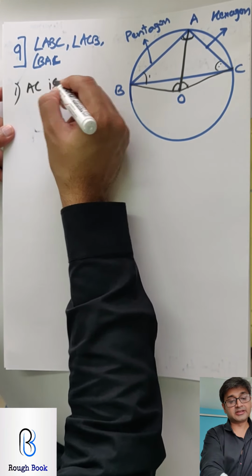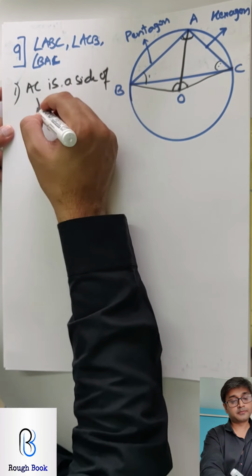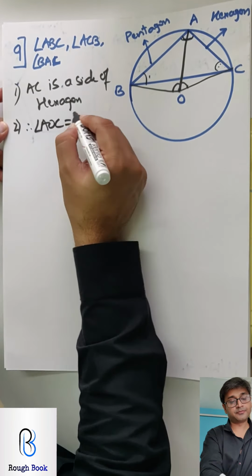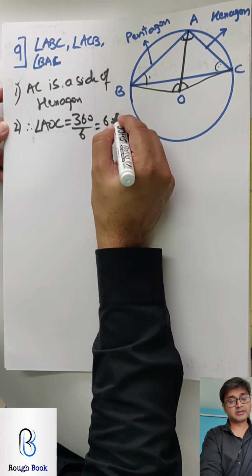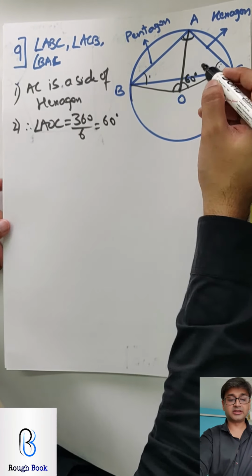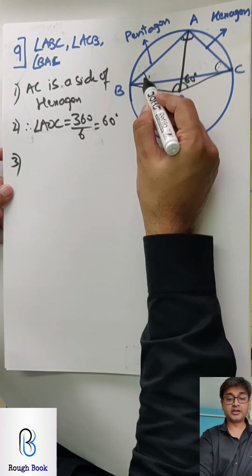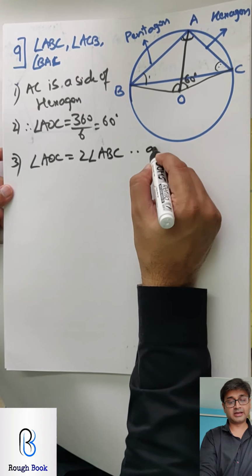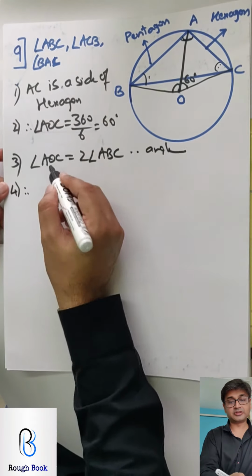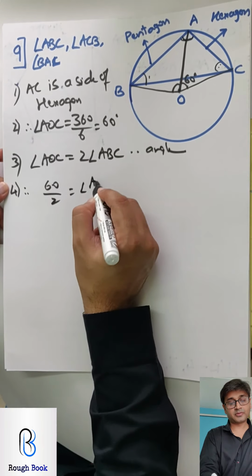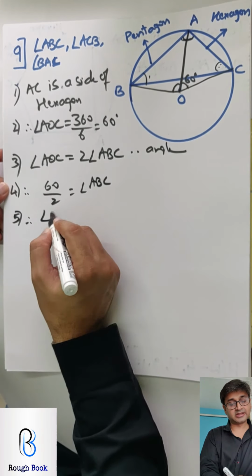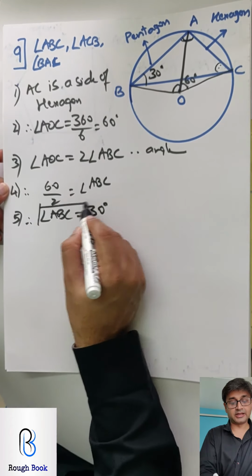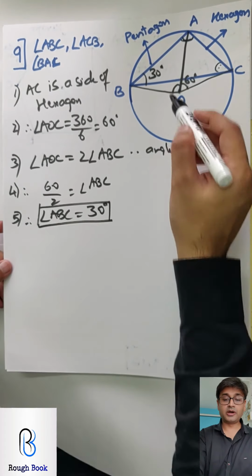So step 1. I will say AC is a side of hexagon, and therefore angle AOC is 360 by 6, 60 degrees. So we got this one, 60. Yeah, from here directly you can come here. So AOC is double of ABC, angle at center is double the angle on circumference. So AOC 60 by 2 gives ABC. So finally I can say angle ABC is 30 degrees. So we got the first angle ABC. So put a box.